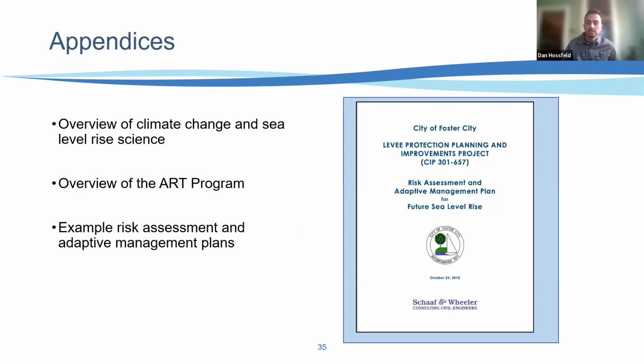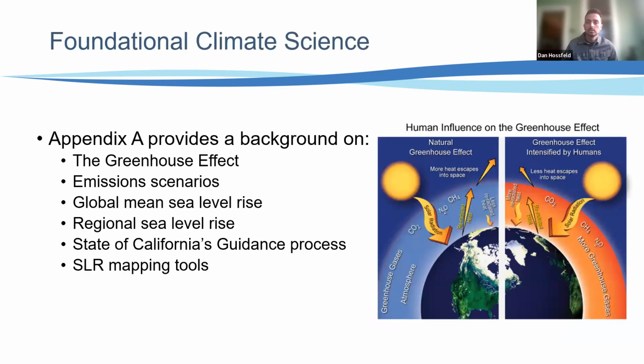So lastly, there are the appendices, which include an introductory chapter on climate impacts, an introductory chapter on the ART program and what it does, and also even more example adaptive plans. So Appendix A here is written to be accessible. Much of the information was pulled from the Intergovernmental Panel on Climate Change and the Rising Seas report, which were the basis of OPC's 2018 guidance.